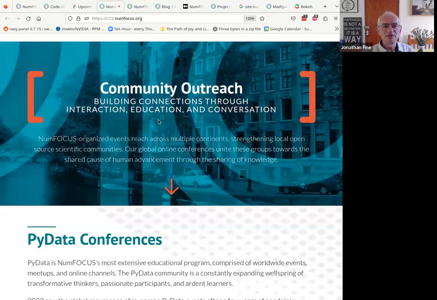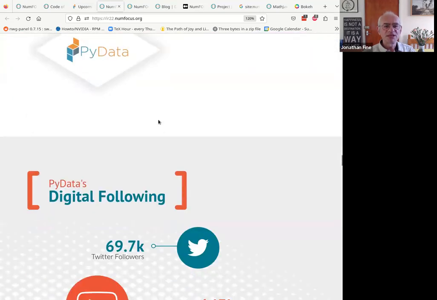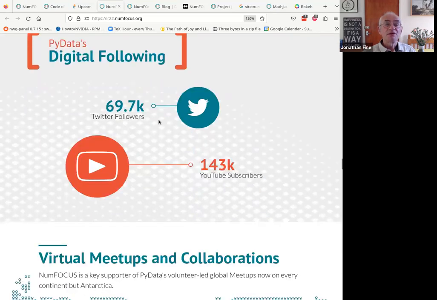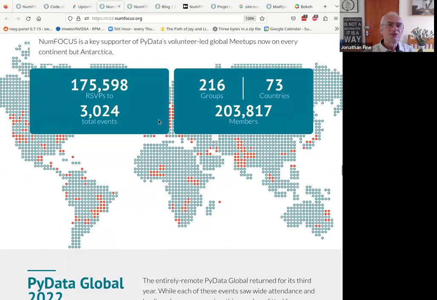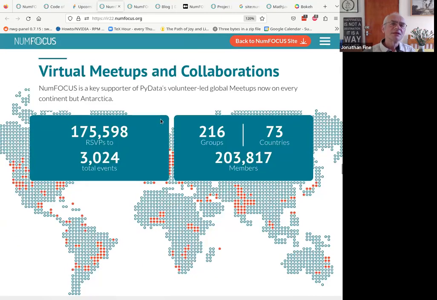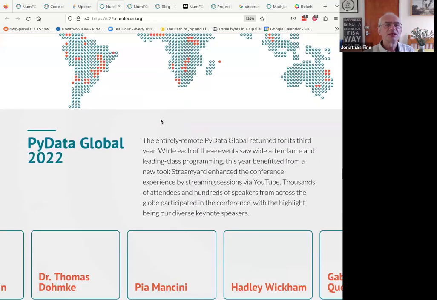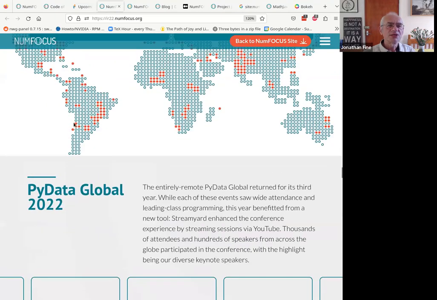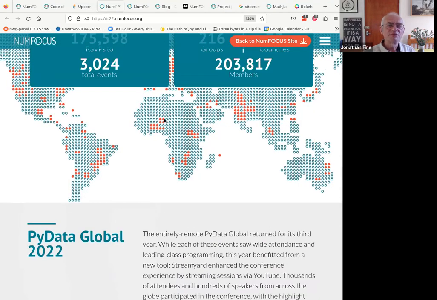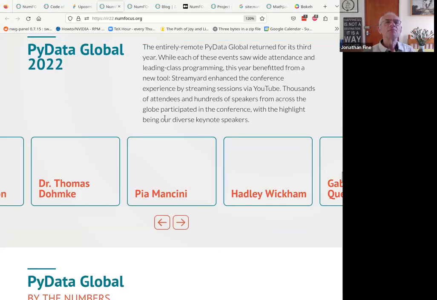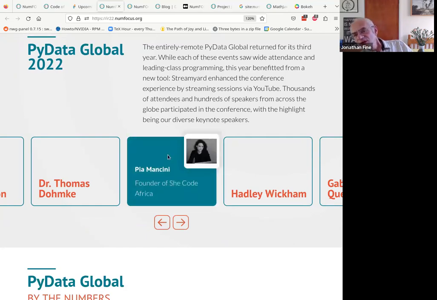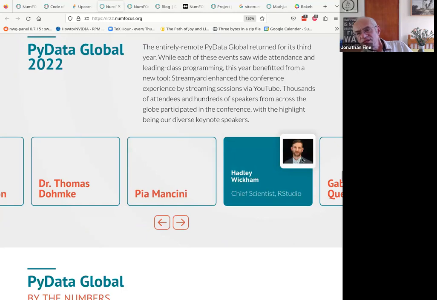Then there's community outreach, PyData conferences. It's got lots of Twitter followers, lots of YouTube subscribers, virtual meetups. It's got a fairly good geographical distribution. It's certainly got South America and Africa, which is quite important. PyData Global. Don't know what this is. Oh, all right. These are all people who are doing things.